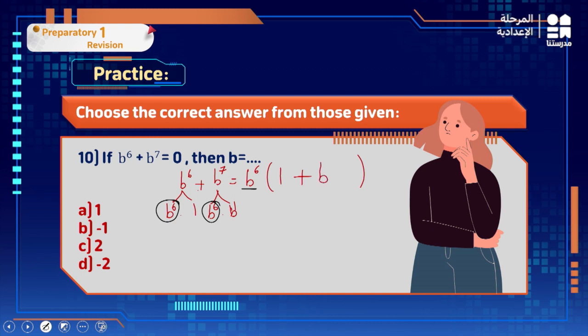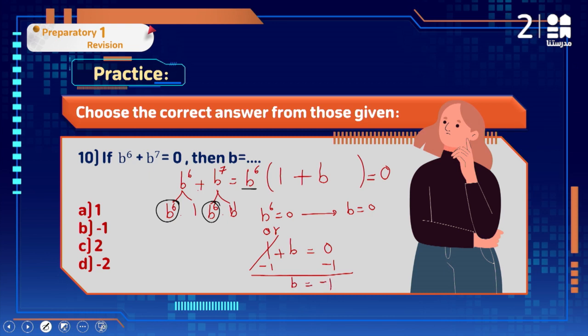Okay, how can I solve this one? Because it is equal to 0, that means b to the power of 6 equals 0, and that means b is 0, or 1 plus b equals 0. That means I need to subtract this one to cancel it from both, or move it from one side to the other side. So b equals negative 1.